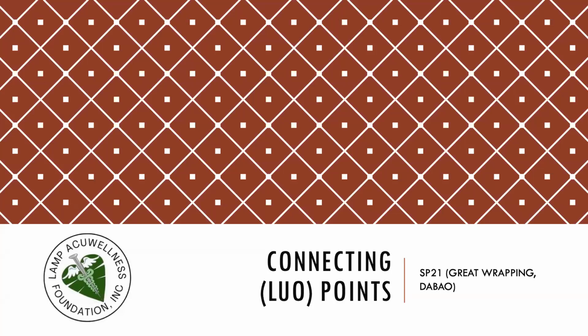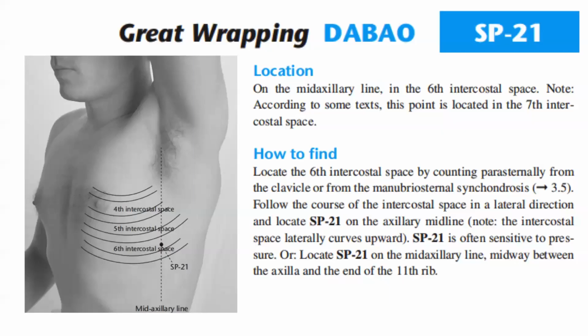Now let's talk about spleen 21, the great wrapping, the last among the Luo-connecting points. Spleen 21 is located on the mid-axillary line in the 6th intercostal space. We have to note that according to some texts, this point is located on the 7th intercostal space. So how do we find spleen 21?